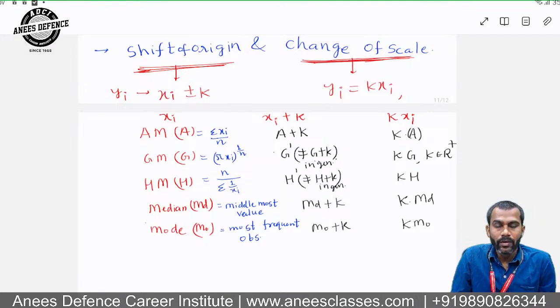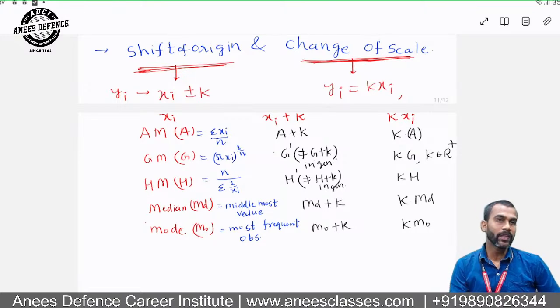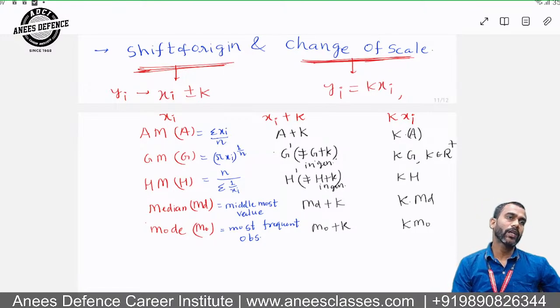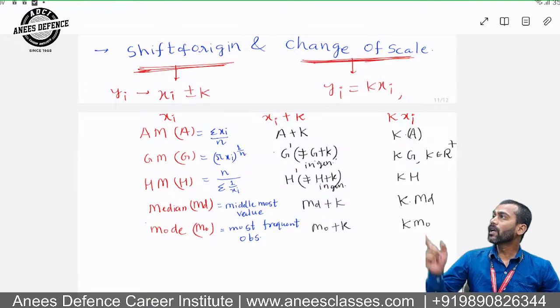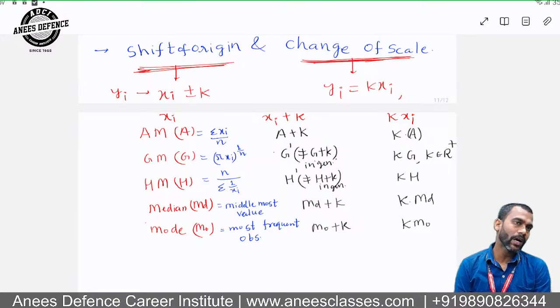How can you remember? If you multiply each and every observation by k, then all 5 measures of central tendency will be multiplied by k. There is one condition for GM: k should not be negative. Why? Because we have to take the nth root. Yes or no? We may get iota. That is why. Understood?